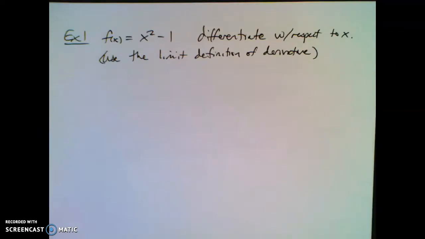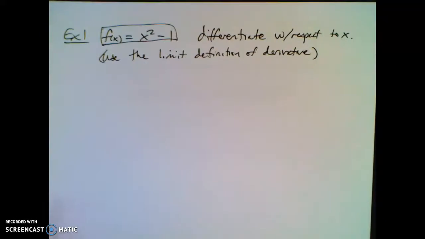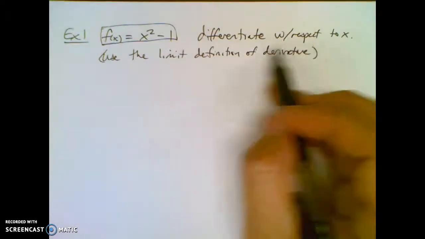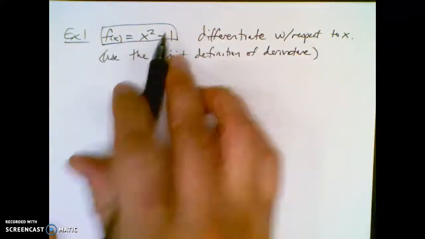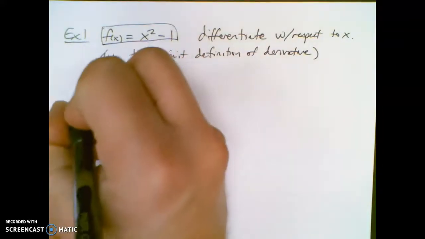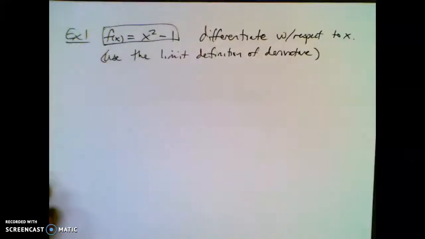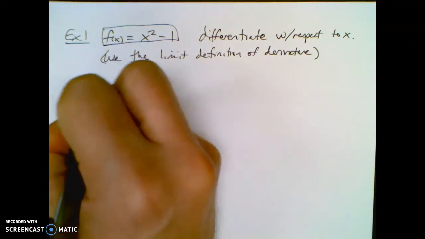All right, so here's our first example. If this is our function, f of x equals x squared minus 1, it's just a parabola, I want you to differentiate this equation with respect to x. And I want you to use the limit definition of derivative. So basically, we're going to, over and over again, plug whatever darn equation they give us into the limit definition of derivative, which we just wrote down in a box, but it's worth writing down again. Every time, you should start your problem like this.